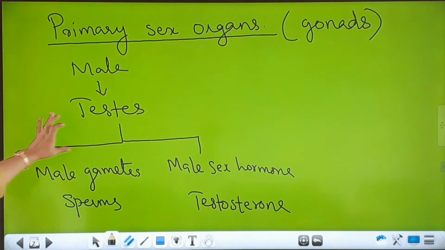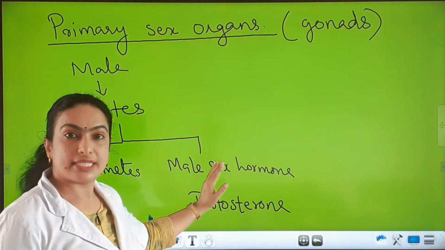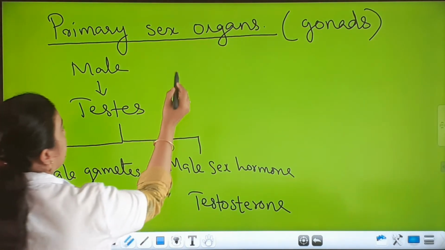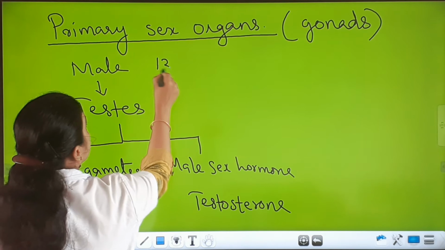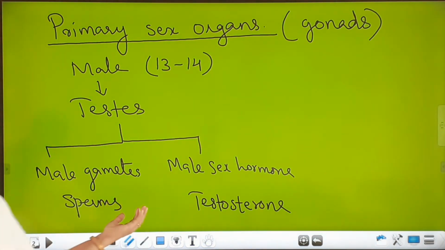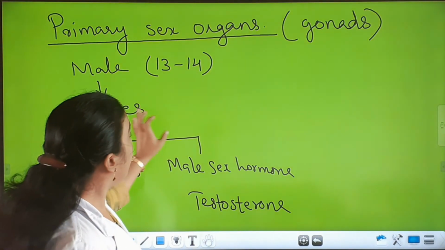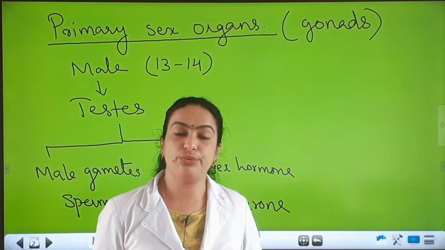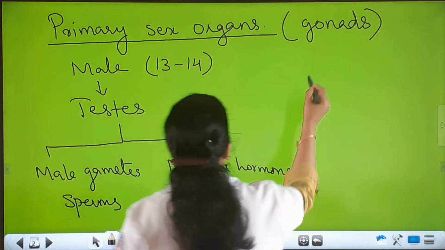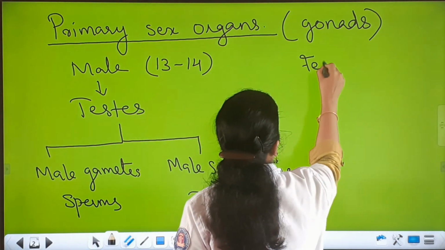So here at puberty, the testes start to secrete male gametes and male sex hormone. Puberty starts in males during the age of 13 to 14. It may vary. The age may vary according to food habit or heredity. Now next we can see in case of female.